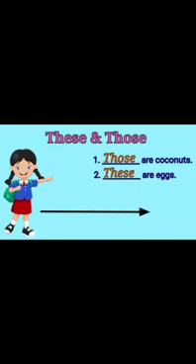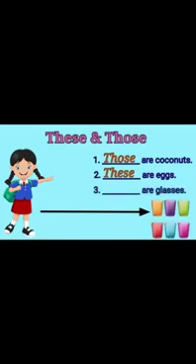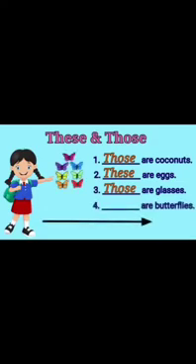Next one. Dash are glasses. Are the glasses near to me? No, they are far away. Right, so what should be used? That's right. Those are glasses. Dash are butterflies. Children, are the butterflies far from me? No, they are near to me, right? So what should be used? Very good. These are butterflies.